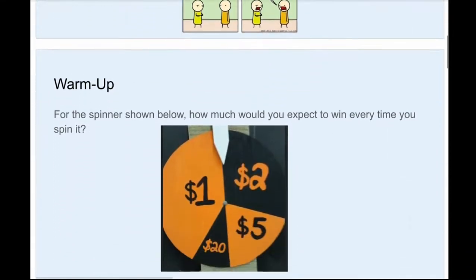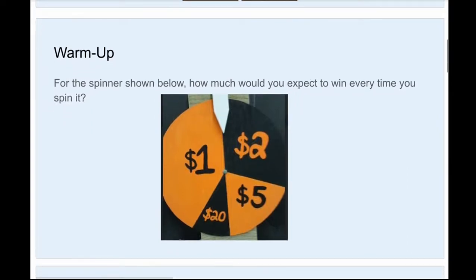So as a warm-up, for the spinner below, how much would you expect to win every time you spin it? Take a second to think about how much you would expect to win every time. Some things you may want to think about are, one, the dollar amounts on each of them, because they're not all the same. And you might also think about the size of each panel, or each dollar amount, because those are also not the same. So based off of that, how much would you expect to win every time you spin it?